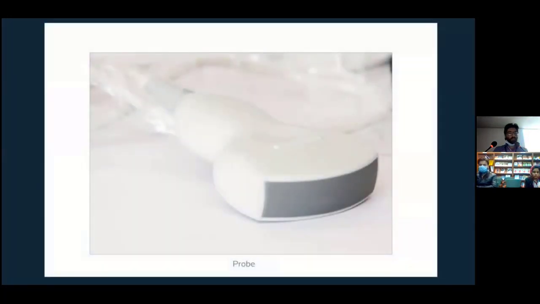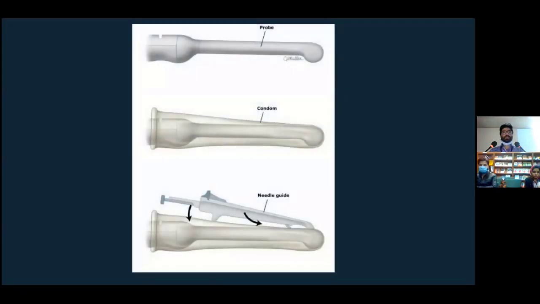So this is certainly not the probe you're going to use. This is the image of the transrectal ultrasound probe. It is usually covered with a condom, and there is a needle device that is fixed on the probe. It has a path through which the needle can be progressed and the biopsy is taken.